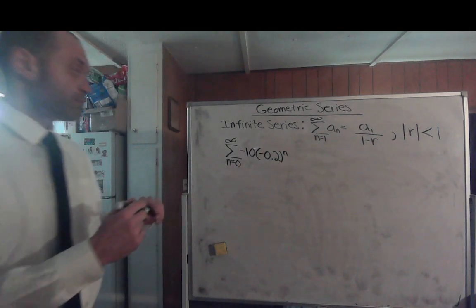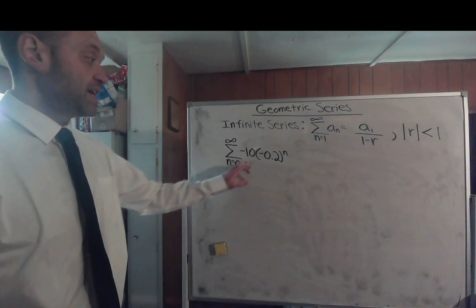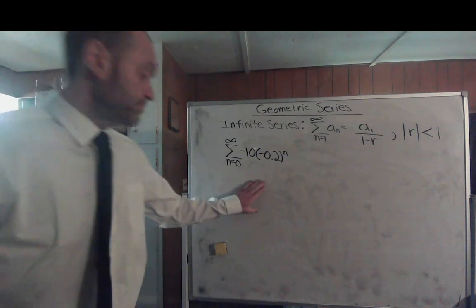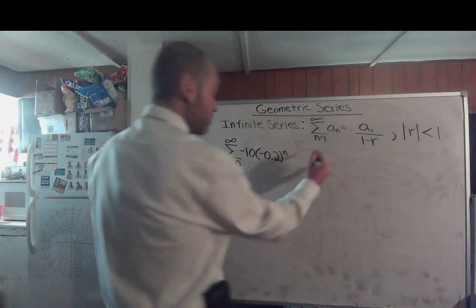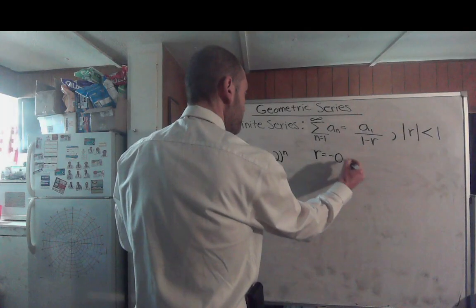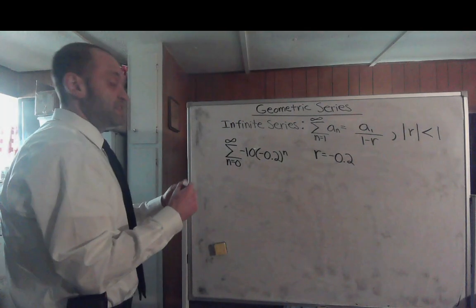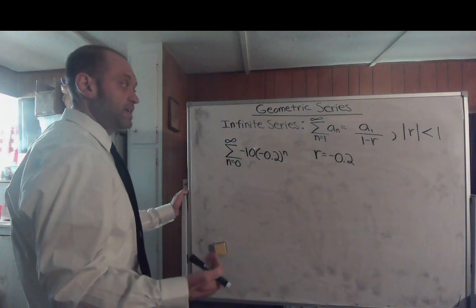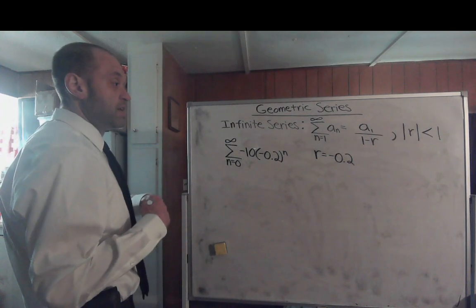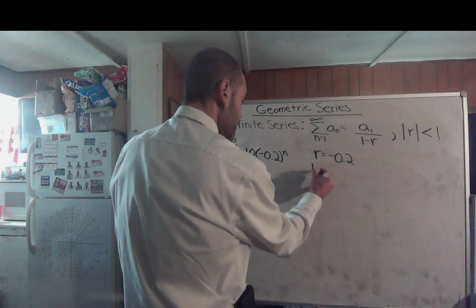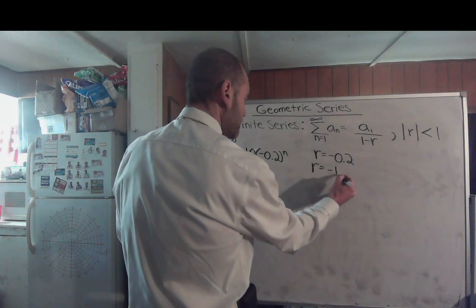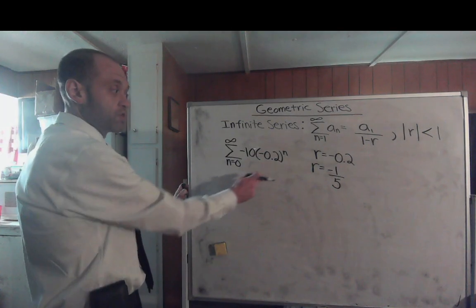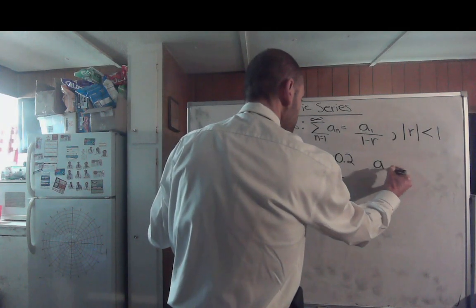Alright, we have the sum from n equals 0 to infinity of negative 10 times negative 0.2 to the n power. Well, our common ratio, of course, is negative 0.2. Take the absolute value of that, we end up getting 0.2, which is less than 1. So yes, we can definitely get a finite answer for this. So let's convert this into a fraction. That's going to end up being negative 1/5 for our common ratio, which means our a sub 0 term, our first term, is negative 10.